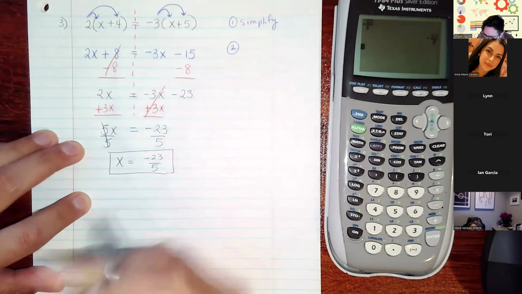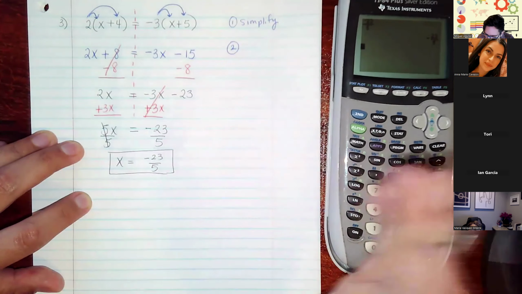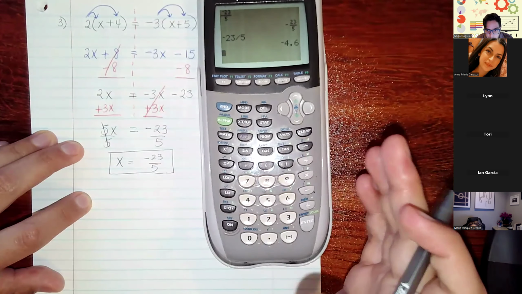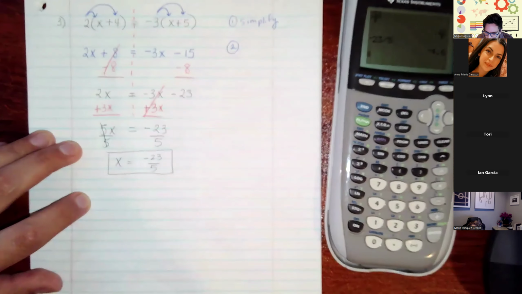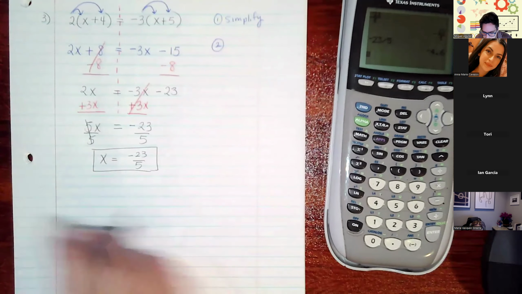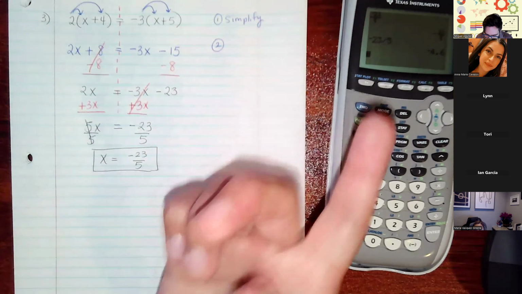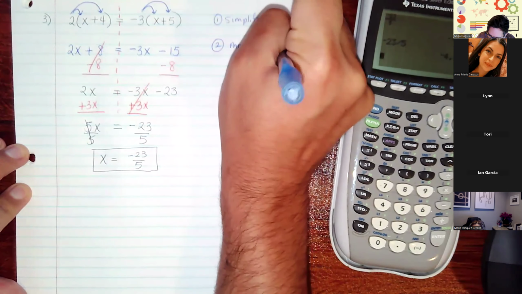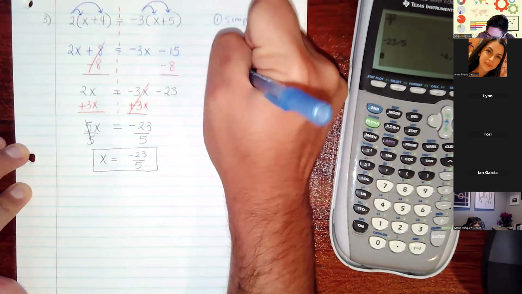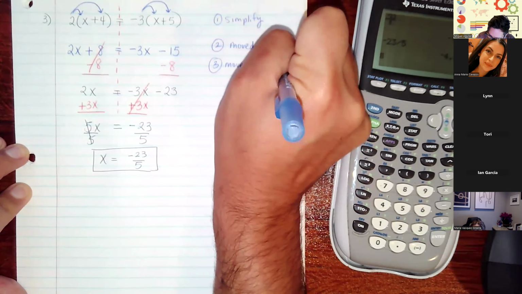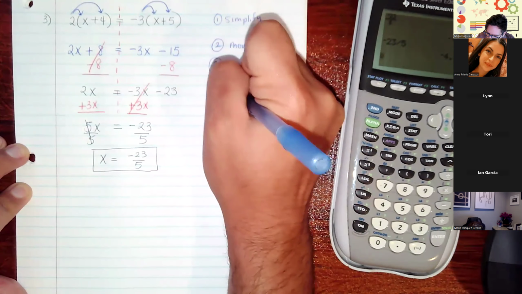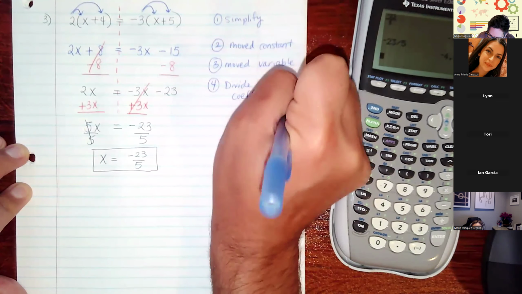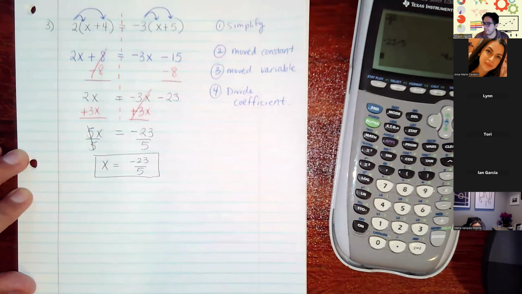I mean, if you really want to get a sense of what this number is, as though it matters, you could put negative 23 divided by 5 into your calculator, and it's negative 4.6. But I really want you guys to wean yourselves off of relying on decimals there. Okay. So our steps were to simplify, and then we moved our constants. Then I moved my variable terms. And then the last step is always to divide the coefficient. Okay.